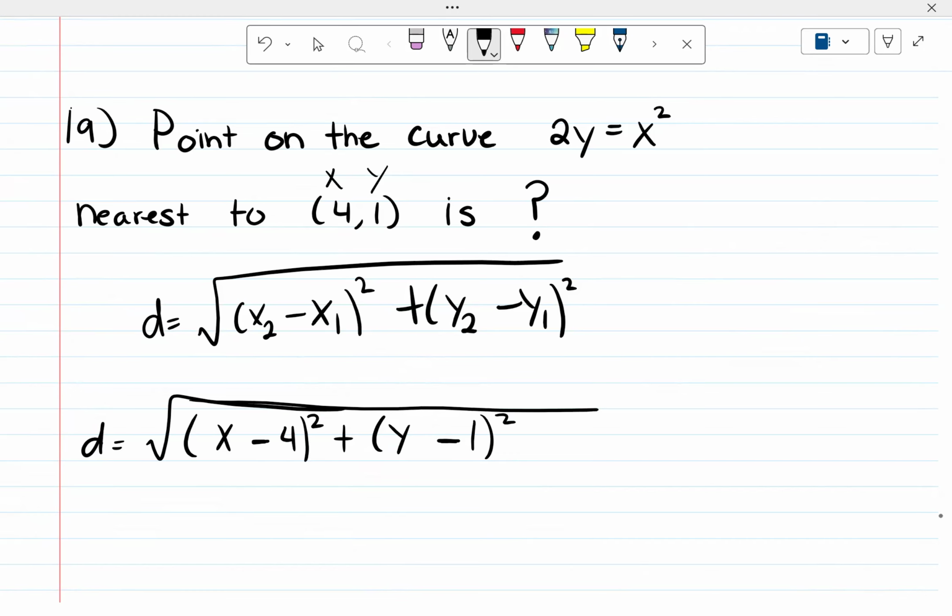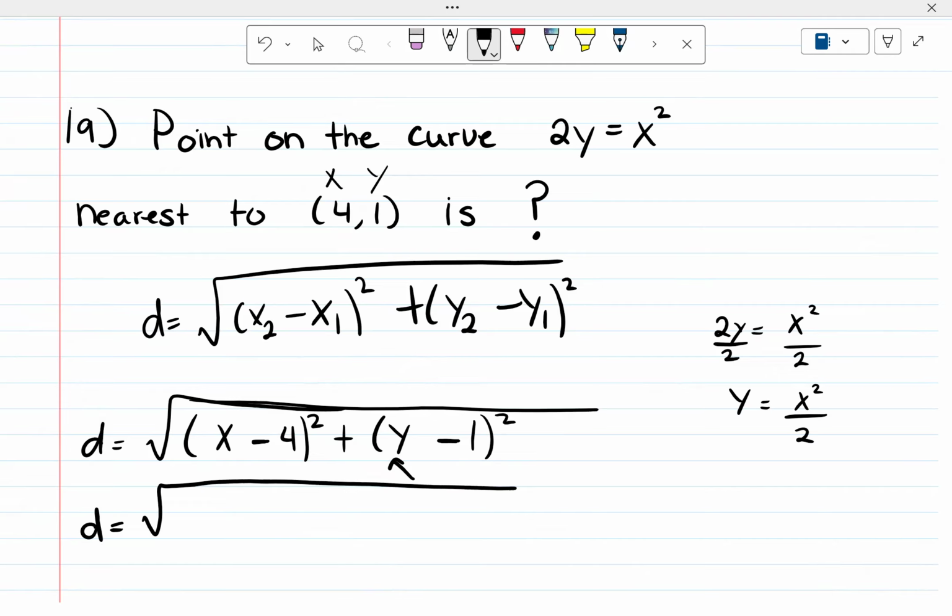Then what we're going to do is find this y, because we have to put it in terms of x, right? Because we want to solve for x. So we were given 2y equals x squared, right? So if you solve for y, you divide by 2, and you get y equals x squared over 2. Okay? So it's going to be d equals square root of x minus 4 squared plus, and then y is x squared over 2 minus 1 squared.